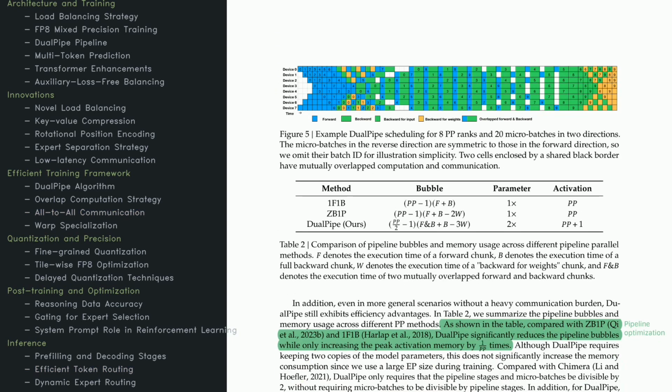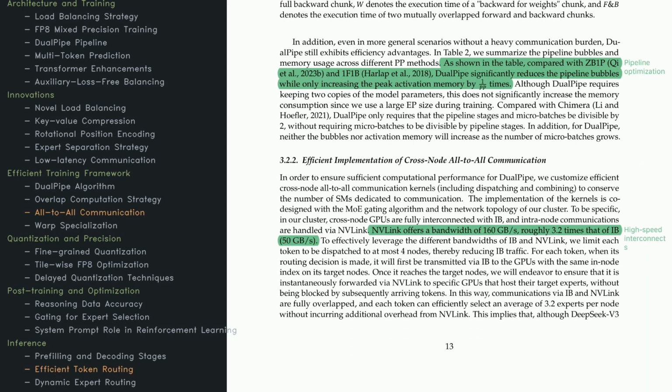Figure 5 shows how dual pipe schedules 8 ranks and 20 microbatches to minimize idle time. Table 2 compares it with other methods, such as 1F1B and ZB1P, confirming that dual pipe reduces pipeline bubbles and improves memory use. Even with light communication, it optimizes resource use and throughput, offering a neat step forward in pipeline parallelism. DeepSeek V3 also optimizes GPU communication using NVLink for intranode speed and InfiniBand across nodes.